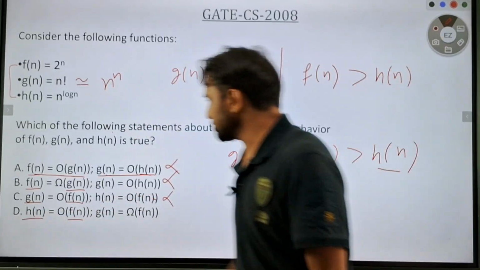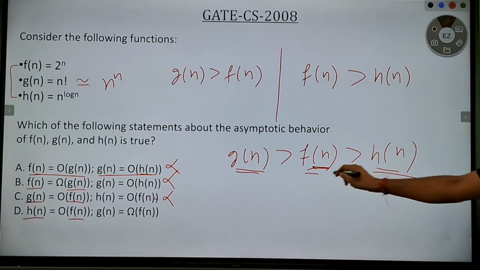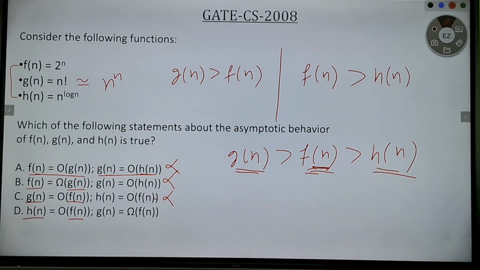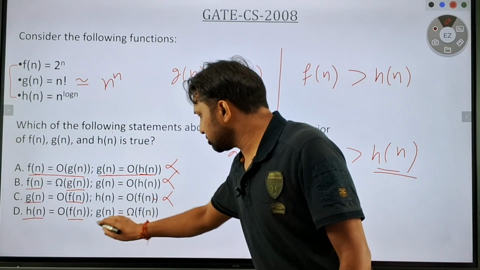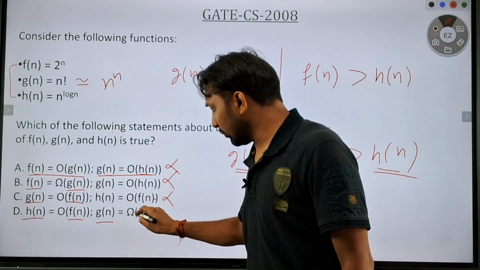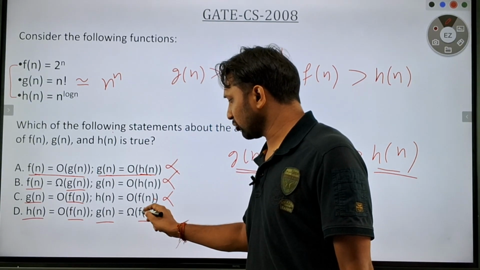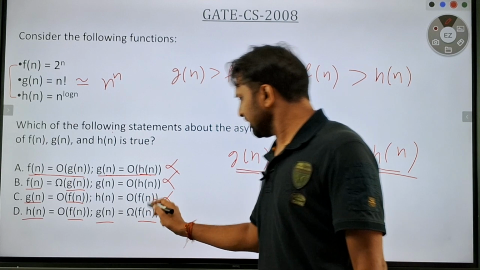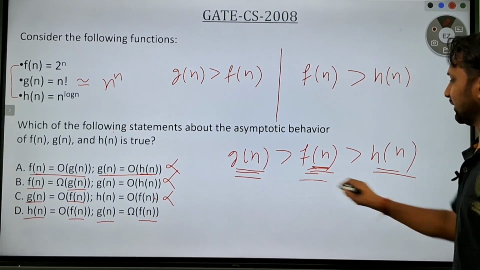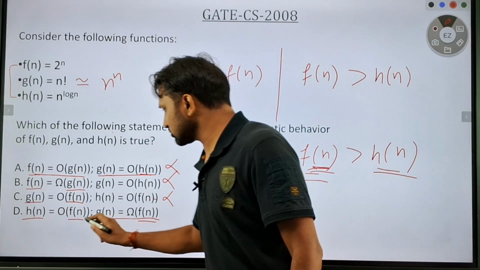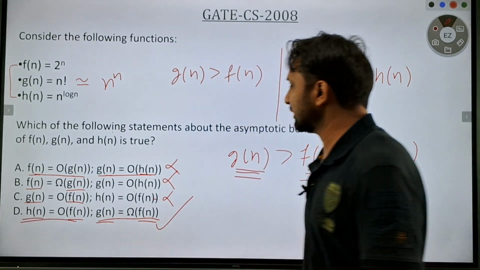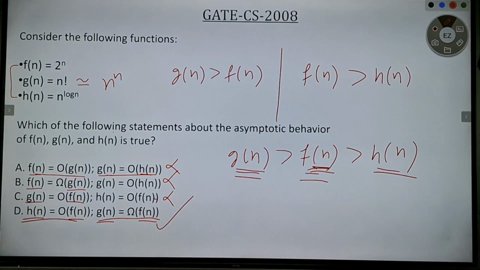Fn is greater than Hn. Yes, Fn is greater than Hn. And Gn is greater than Fn. See, big omega is there, so the left hand side will be greater than or equal to the right hand side. Yes, Gn is greater than Fn. Both statements are right. So D is the right answer over here.